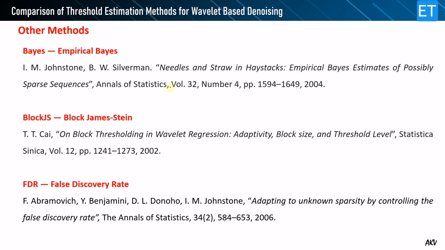So the Bayes method you can find in the Johnstone and Silverman paper, that is Needles and Straw in Haystacks, and James-Stein block in Block Thresholding in Wavelet Regression. And for FDR, you can find the denoising paper, that is Adapting to Unknown Sparsity by Controlling the False Discovery Rate. These papers you can find on the internet.